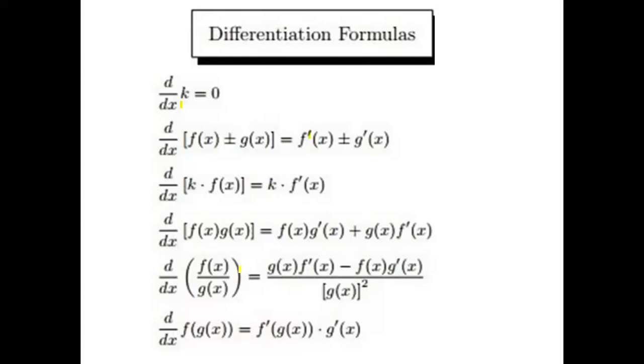Next is u by v. Derivative of u by v. What is the formula? V derivative u minus u derivative v upon v square. Right? So g of x into f dash x minus f of x into g dash x upon denominator square. So g of x square.